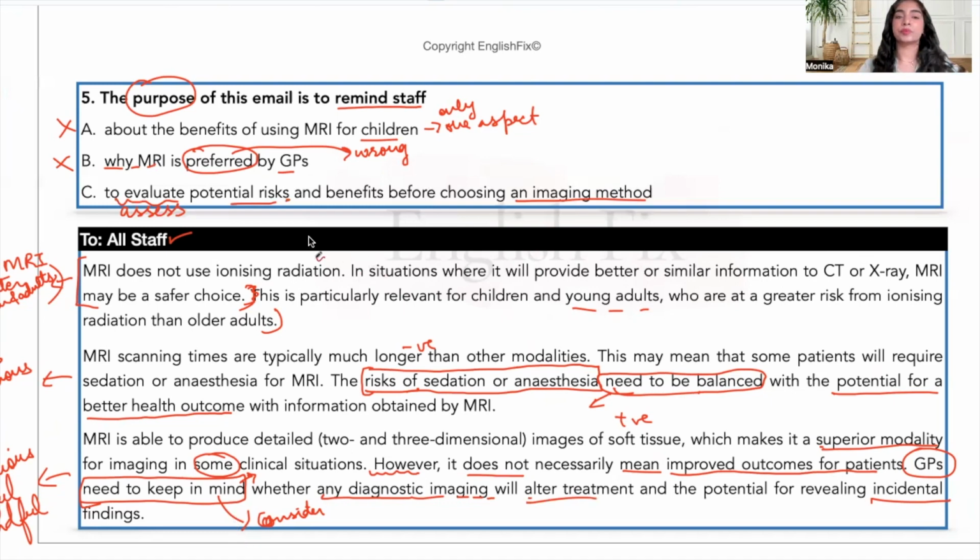Okay. So any imaging method. That's why C is going to be the right answer. Because I've found something wrong in the other answer options, it's very easy for me to choose this right answer. If I could find something wrong here, then I would have said, I don't know, I need to see other answer options then. So C is the right answer.